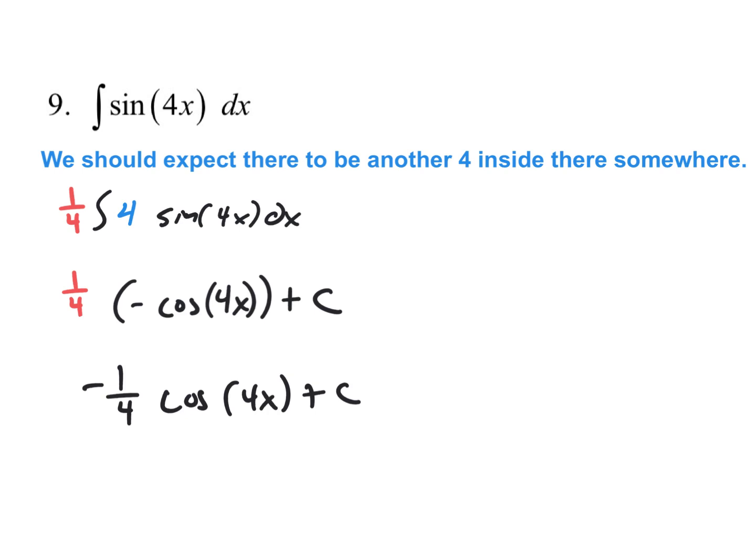Now, again, I didn't use u-substitution. You could. You could say sine of u and du is the same as 4 dx. You could have done it like that if you wanted to, and then sub the 4x back in. You would still get the same answer, and you would still need the 1/4. Okay.